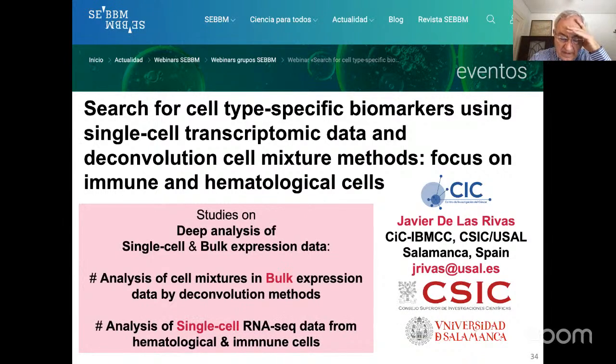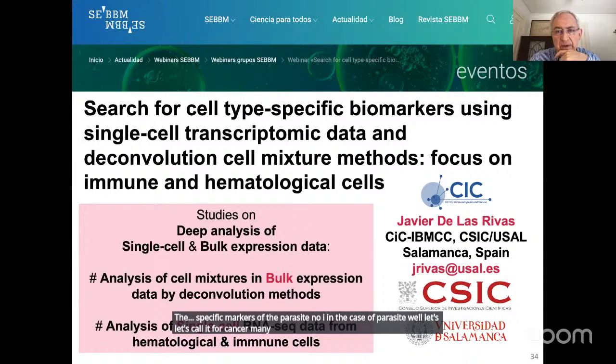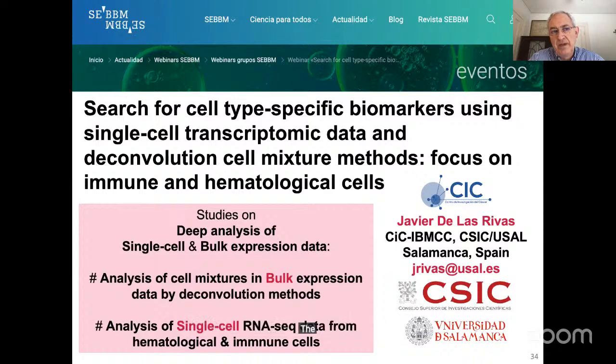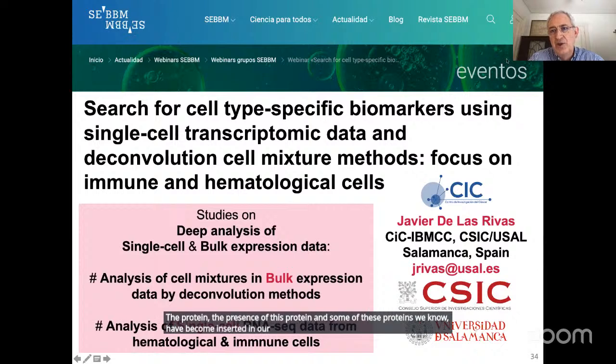Well, if the question is that you have to identify the specific markers of the parasite, in a case of parasite, well, let's call it for cancer. In many cases, the origin of some cancers is a virus, and the virus can be a protein. So if you identify the presence of this protein, and some of these proteins we know have become inserted in our genome, in some cases, for example, in papilloma and others, they become the cause of a given tumor origin.